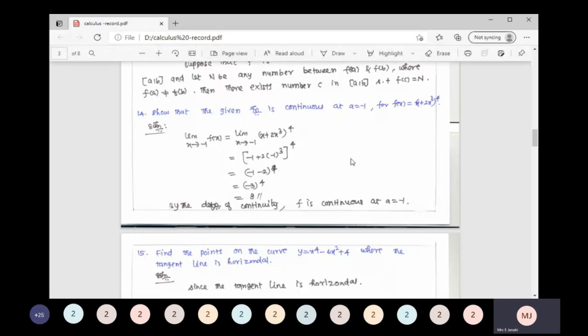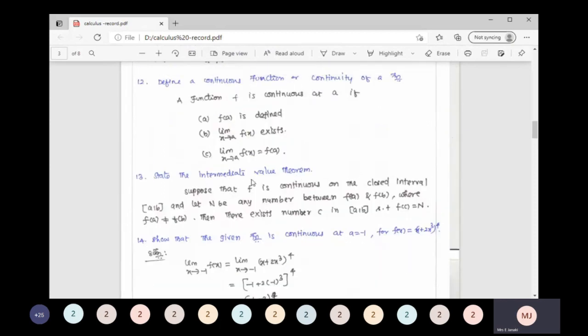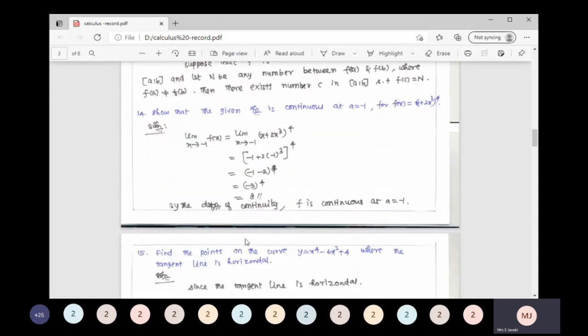Next, see now the intermediate value theorem. The function is continuous on the closed interval a comma b, and let capital N be any number between f of a and f of b, where f of a is not equal to f of b. Then there exists a number c belonging to a comma b such that the image of the particular number c is equal to capital N. So already we took this capital N in between f of a and f of b. This is called the intermediate value theorem.